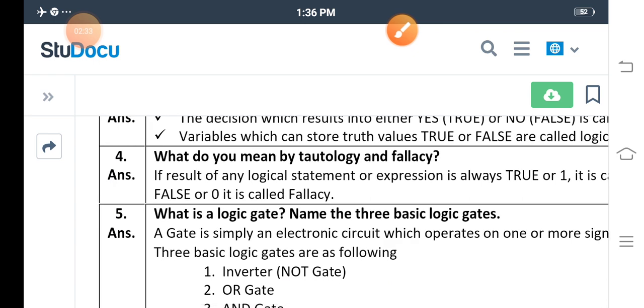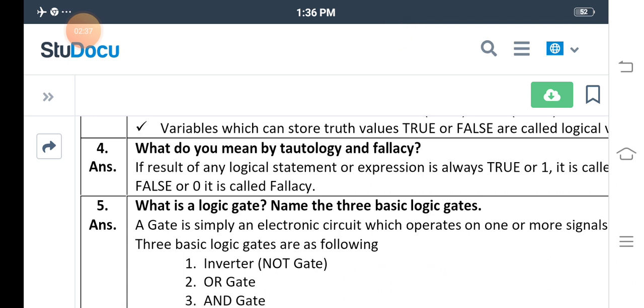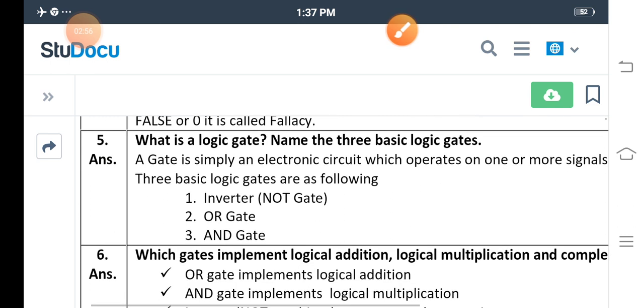Now next, on the basis of this, a question can come, question number 4, look at here. On this topic a question can come in your exam. That means some kind of Boolean expression will be given to you in the exam, and it will be asked to state whether it is a tautology, falsy or contradiction. So here it is. Now next, what is a logic gate?